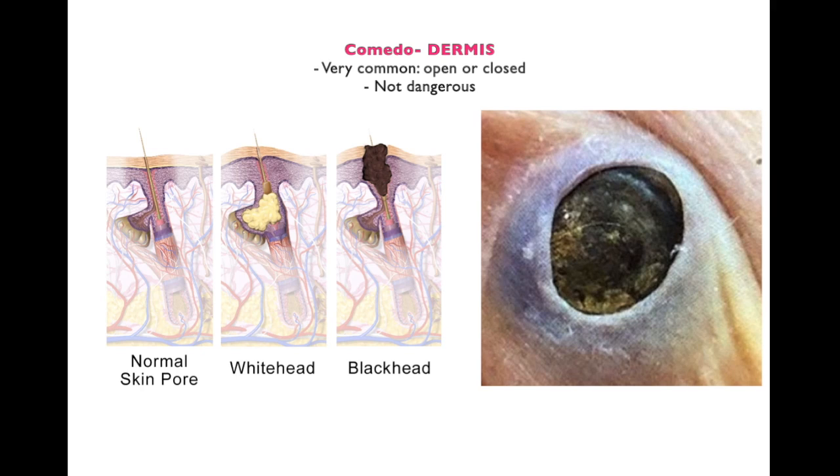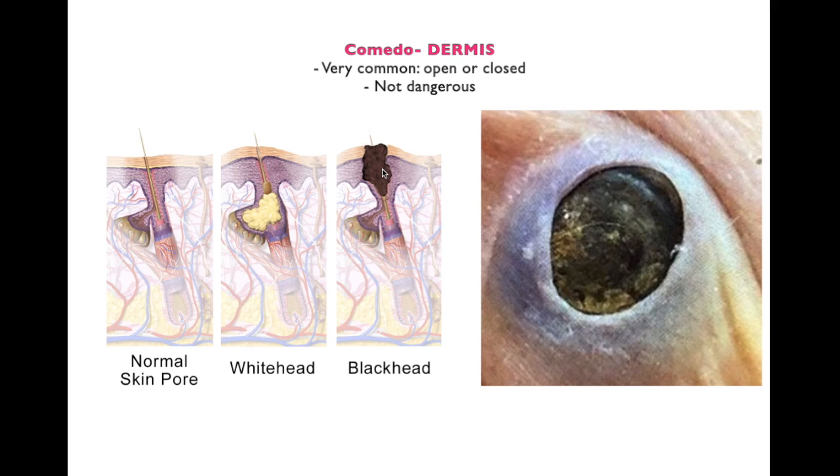Another skin condition associated with the dermis is the comedo. It's not dangerous. There's two types, the open and the closed comedo. The open comedo is the blackhead, as we can see here, whereas the closed comedo would be the whitehead. And it's not black due to dirt or anything like that. It's actually the melanin pigment coming from the melanocyte, which reacts with the air and then turns this area dark.